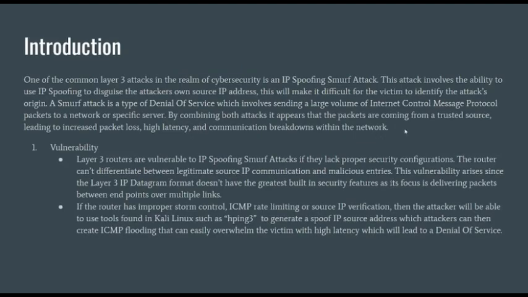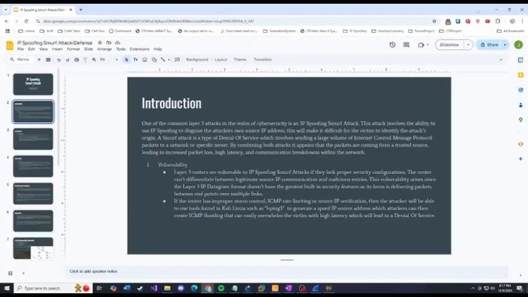What IP spoofing is, it allows us to disguise our own IP address. This will make it difficult for the victim to identify the attack's origin. And the Smurf attack portion is a type of denial of service, and how we will be doing this is using a Kali Linux tool called hping3. What this does is it lets us send a large volume of Internet Control Message Protocol packets, which will essentially flood a network or a specific server.